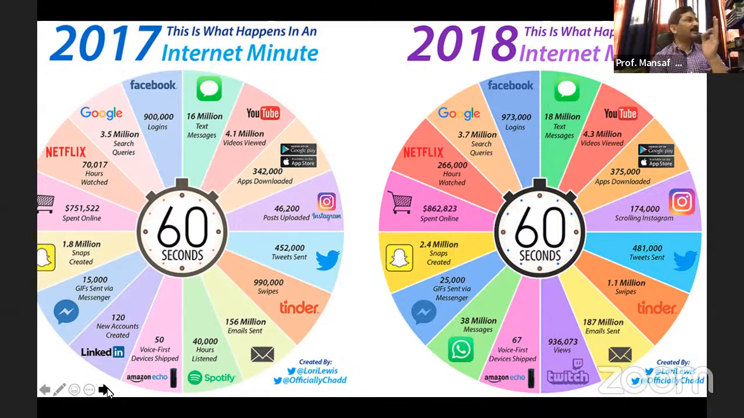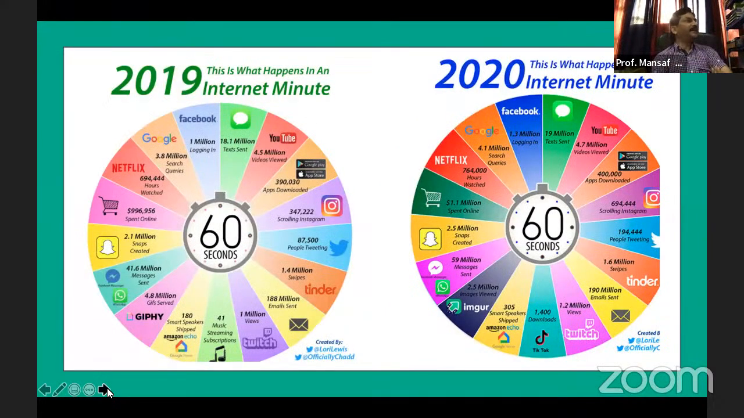And in the case of WhatsApp, 38 million. Now see the scenario of 2019 and 20. In 2019, Google had 3.8 million search queries, and in 2020, 4.1 million. The difference is 0.3 million. YouTube 4.5, 4.7, again 0.2, that is the constant right now.